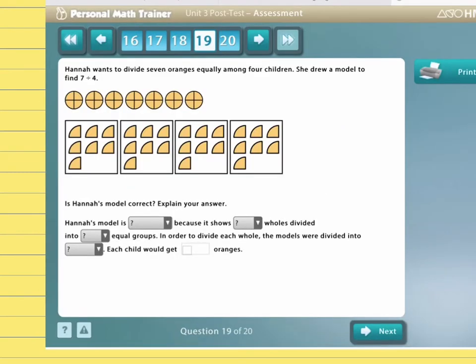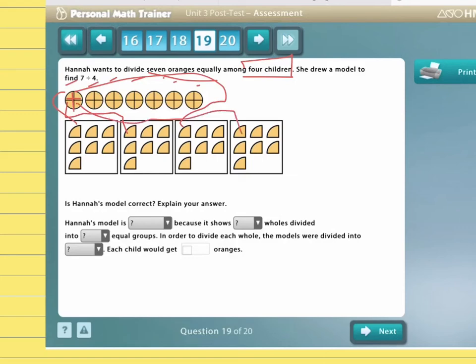Hannah wants to divide 7 oranges equally amongst 4 children. So we're going to be cutting each orange into 4 pieces. So you have 1, 2, 3, 4, 5, 6, 7. And she did cut them each into 4 pieces. Each kid is going to get 1 piece of each orange, like that.